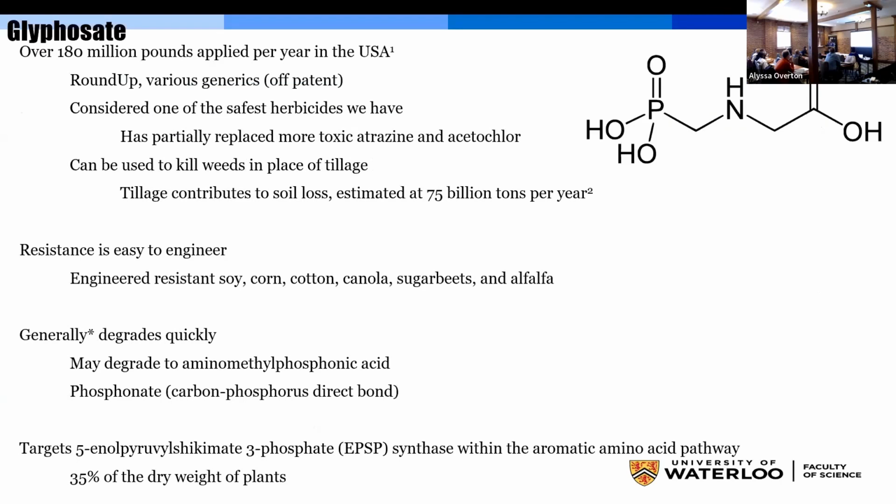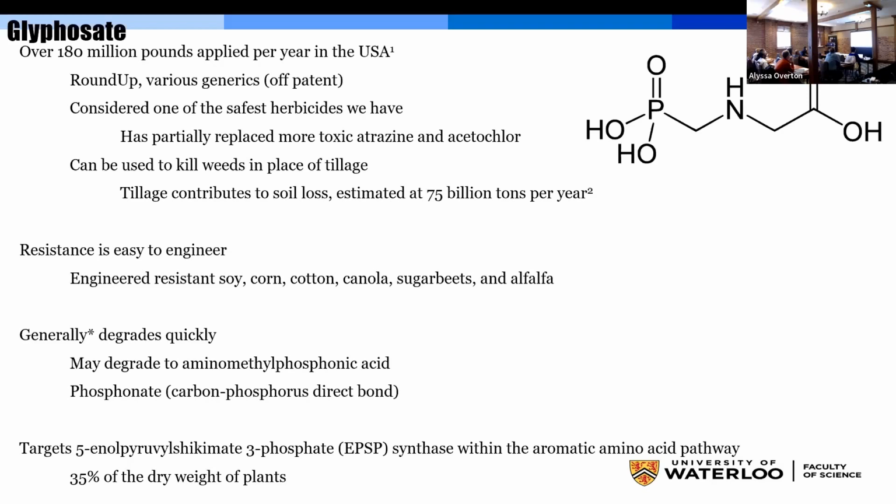A little bit of glyphosate to start. It's sprayed very widely. 180 million pounds applied per year in the United States alone. It's in Roundup, but it's also in various generics. It's been off patent for 40 years. And it's considered one of the safer herbicides that we have, and it's partially replaced much more toxic atrazine and acetochlor. Atrazine is very toxic. It turns amphibians into hermaphrodites. We certainly want to reduce how much of that gets sprayed.